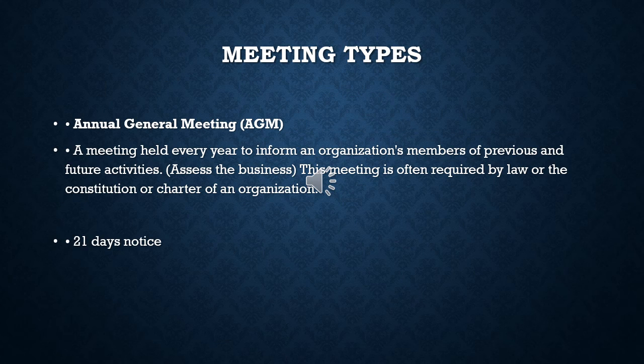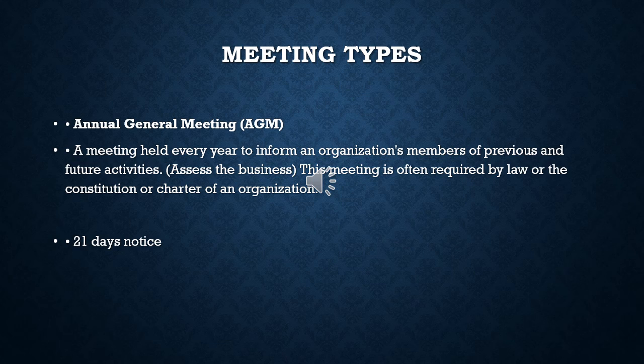Different types of meetings are conducted for different reasons. We have many types of meetings, but in this presentation we are only going to focus on the important types. The first type of meeting is called the annual general meeting, that is AGM. That meeting is held every year to inform an organization's members of the previous and future activities.